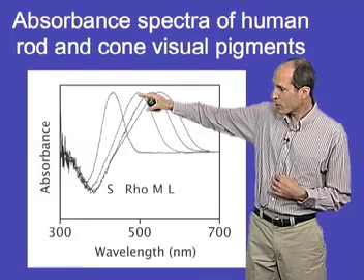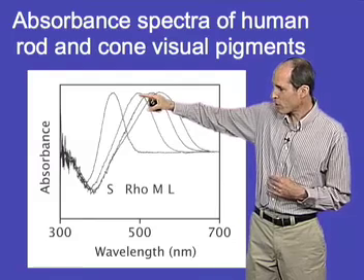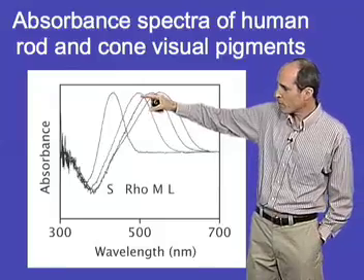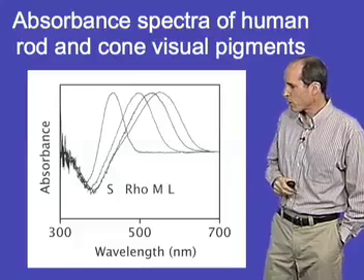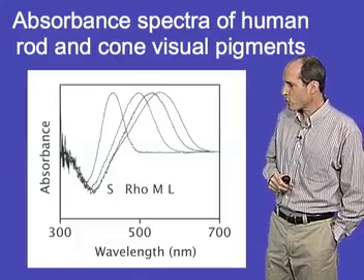This one is not involved in color vision. I put it here just for completeness. It's involved in dim light vision only, but it has the same overall shape because these different pigments work in terms of their photochemistry really in the same way.